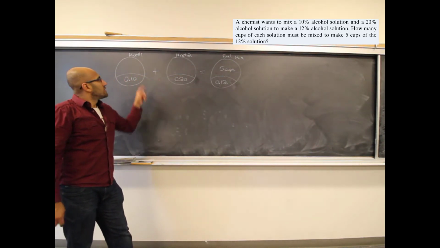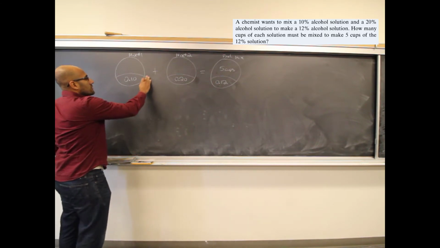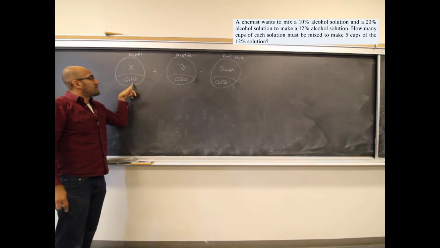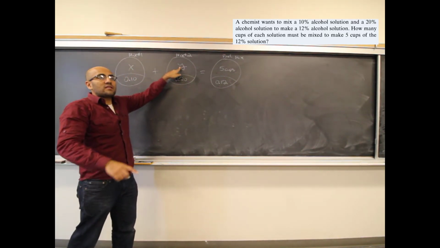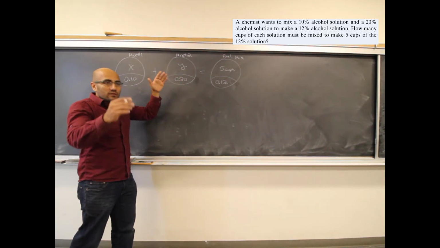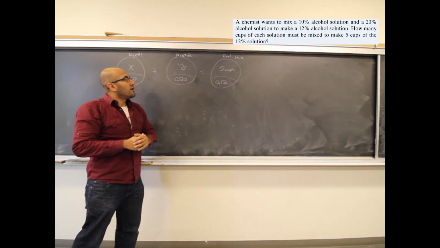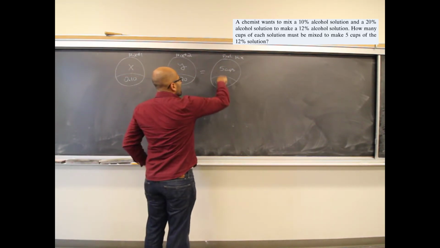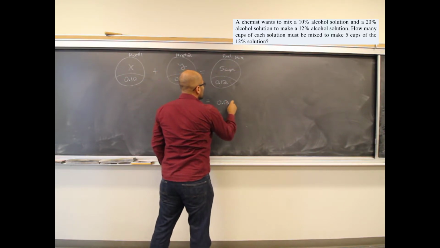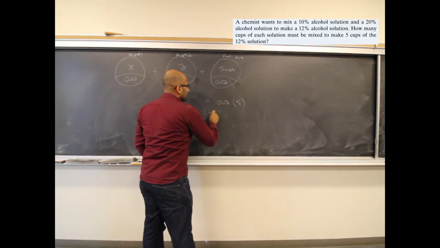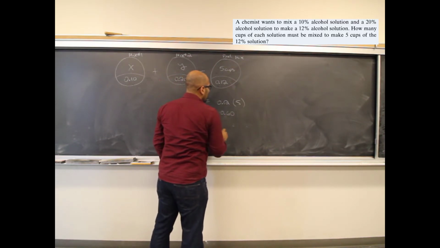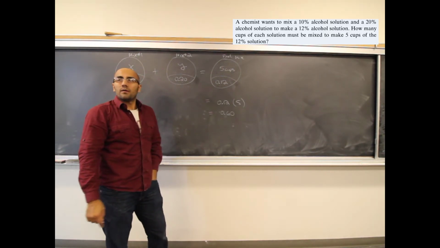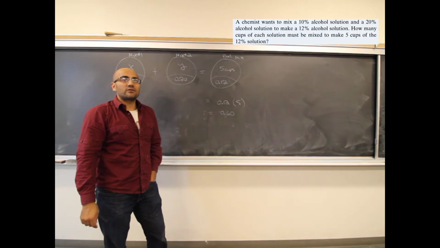Now what? Well, since we don't know these two things at this point, define them as X and Y, where X is the number of cups of the 10% mixture, and Y represents the number of cups of the 20% mixture that are going to be brought together to give you 5 cups of 12%. Good? Alright, so if we multiply these two things, 0.12 times 5, what do we get? 0.60. And what is that? 60%? 0.60.